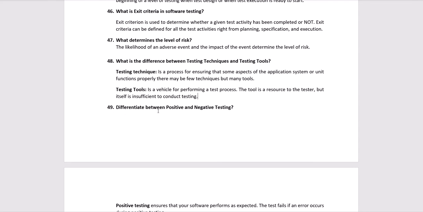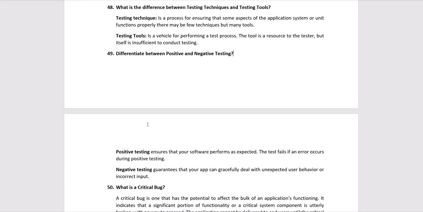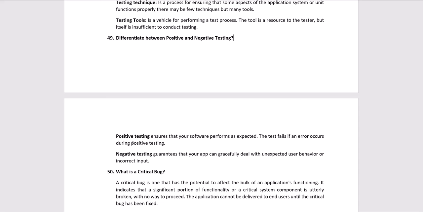The next question is differentiate between positive and negative testing. So we have two types of testing, positive testing and negative testing. An interviewer might ask to differentiate between these two types of testing. So we can give the definition for those two testing types, and it will give the overall idea. Positive testing ensures that your software performs as expected. Means we are doing the positive scenarios. The test fails if an error occurs during positive testing. Means we are doing only the positive scenarios in positive testing.